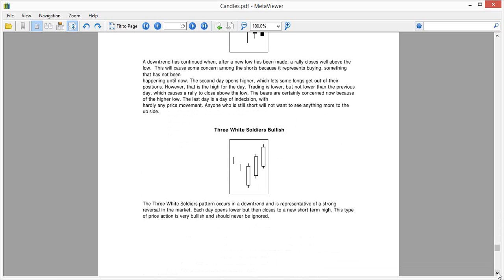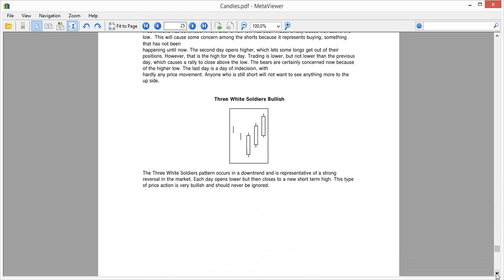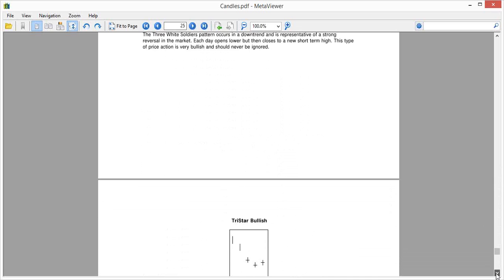3 white soldiers bullish. The 3 white soldiers pattern occurs in a downtrend and is representative of a strong reversal in the market. Each day opens lower but then closes to a new short-term high. This type of price action is very bullish and should never be ignored. 3 strong candles. Higher highs, higher highs, higher highs. A higher probability trade is a continuation, especially if the long-term trend is bullish. That's our 3 white soldiers bullish.